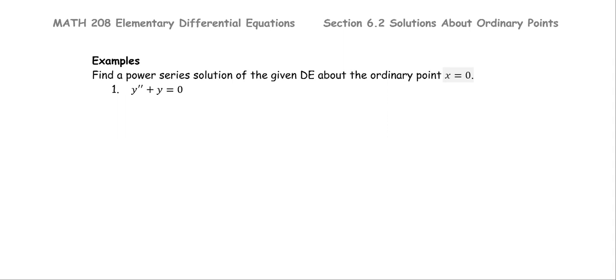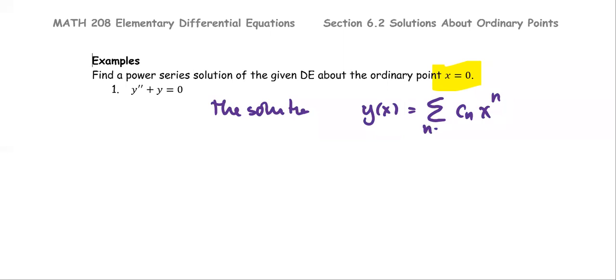In this example, we're going to find the power series solutions of the given differential equation about the ordinary point x equals 0. Then the solution will be in the form of y of x equals the summation c_n x to the power n from 0 to infinity, or in the form of c0 plus c1 times x plus c2 x squared, and so forth.